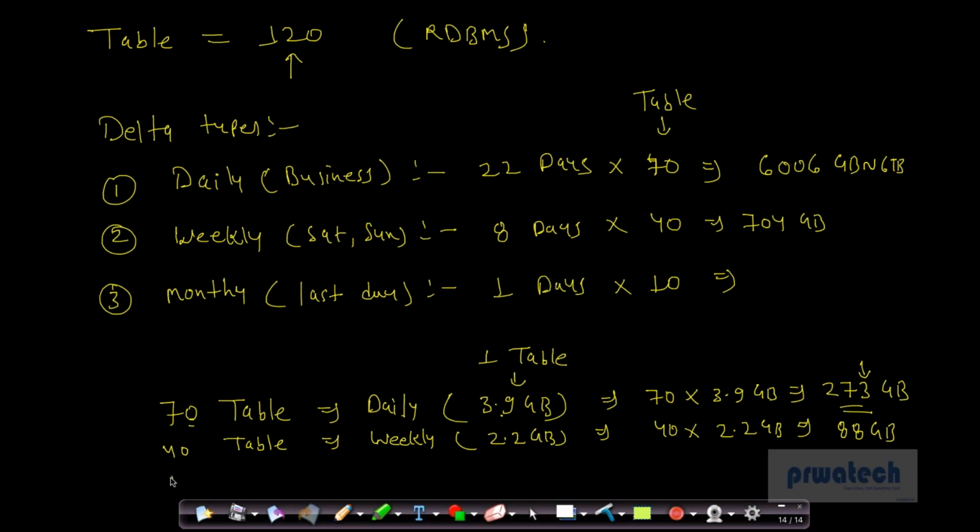Then 10 tables are monthly, and this is only running 1 day. So 10 tables, and these are monthly results. This table is giving me, since this is running monthly, 3.5 gigs, and 3.5 into 10 is equal to 35 GB. This is only 1 day running, so this will be 35 GB only.